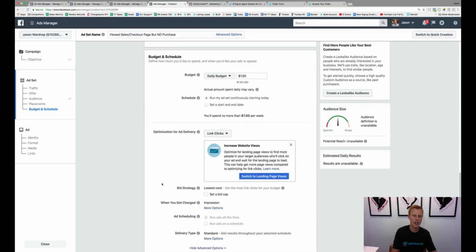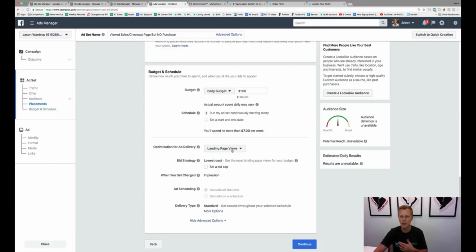And then, as I mentioned earlier, as far as the optimization for ad delivery, the link clicks means that they clicked on the Facebook ad, but it doesn't necessarily mean that the landing page loaded. Okay, so it says increase website views, switch to landing page views. This is probably what I would recommend, and this is what I typically do: I do the landing page views, because that means they're only tracking people that clicked on your ad and the page actually loaded.